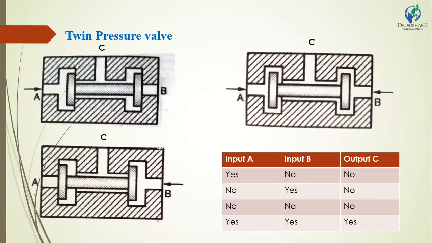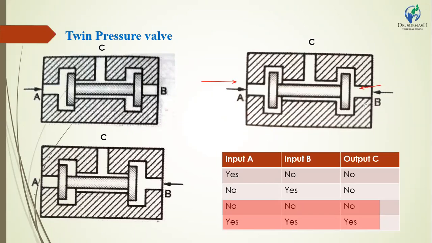The next condition is that two conditions are mentioned here: all ports are closed and all ports are open. All ports closed means that the oil cannot pass from port A, B to C. But the middle condition is possible if you apply pressure from both sides equally.